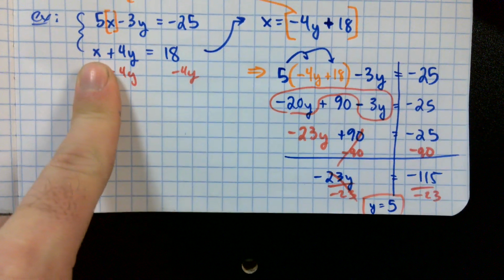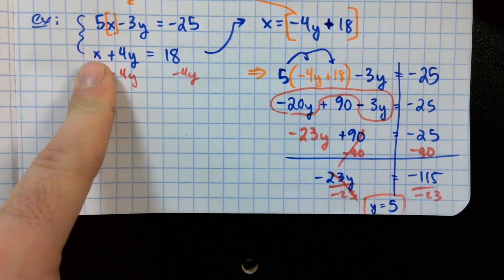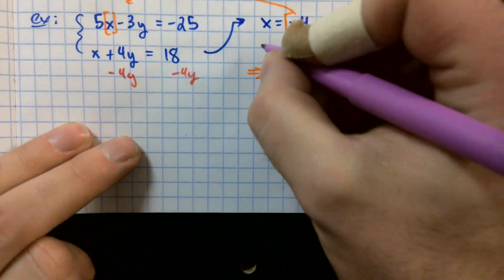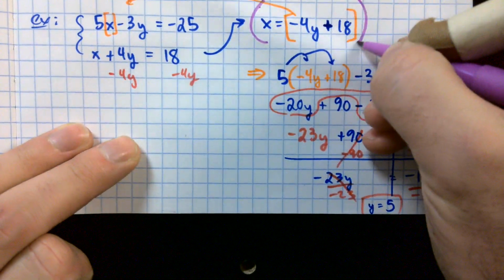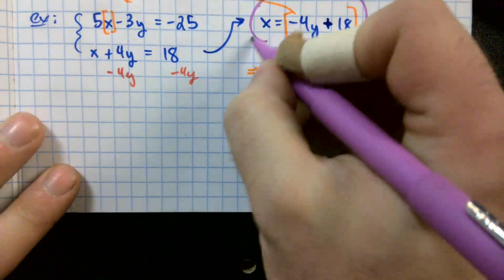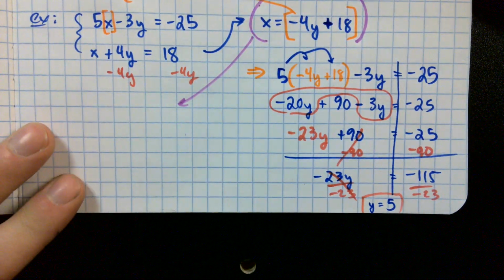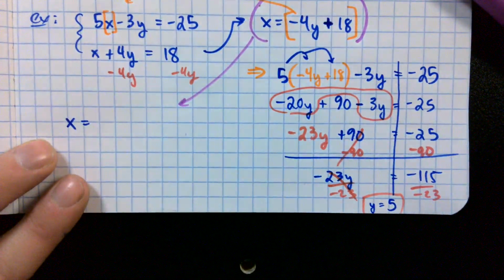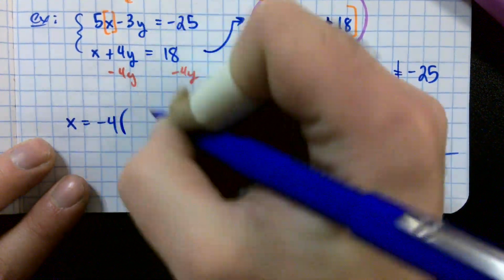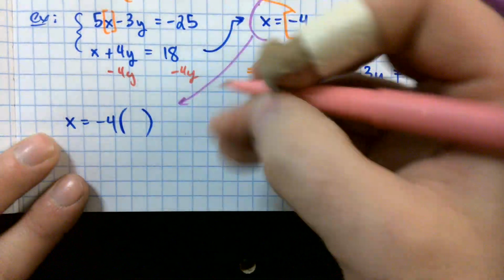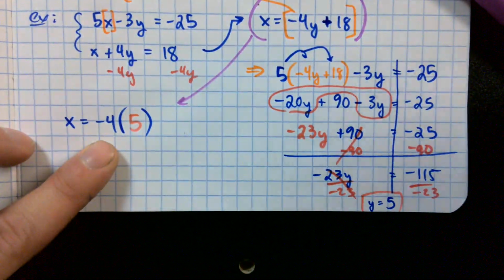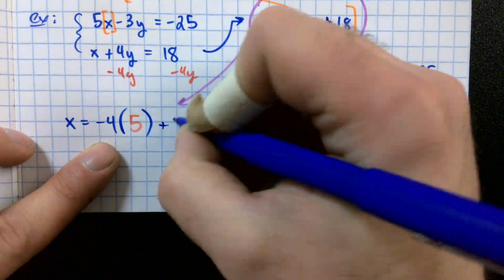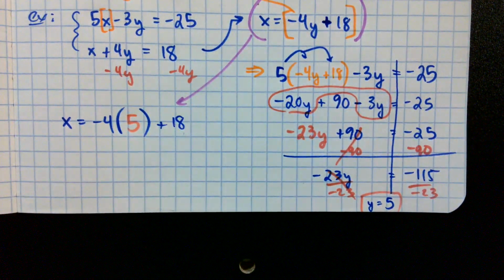And actually, we can make our lives one step easier by plugging it into our little modified equation B, because we already solved for x. X is equal to negative 4, okay. Anthony, you with me? Times 5 plus 18.